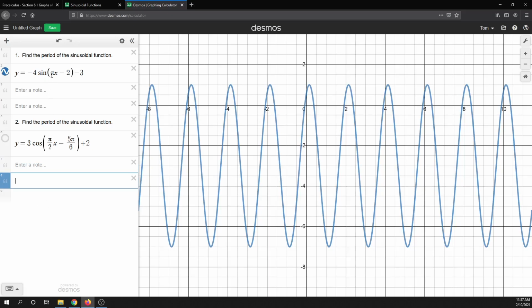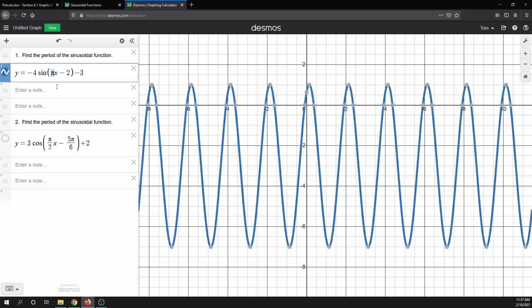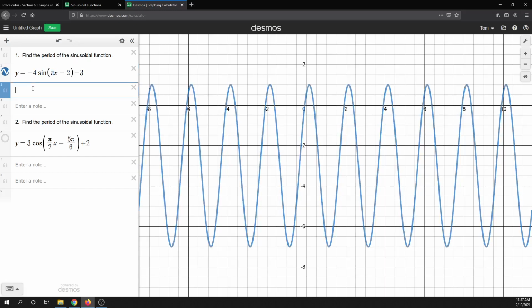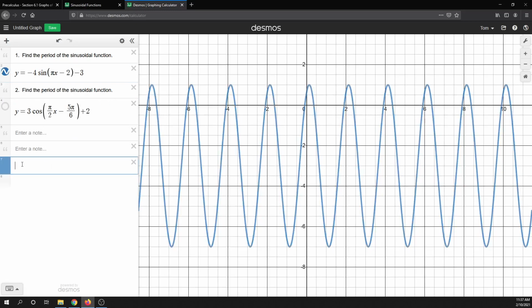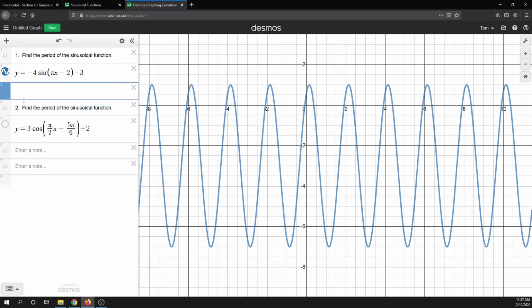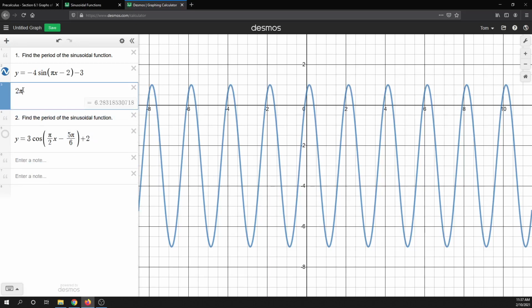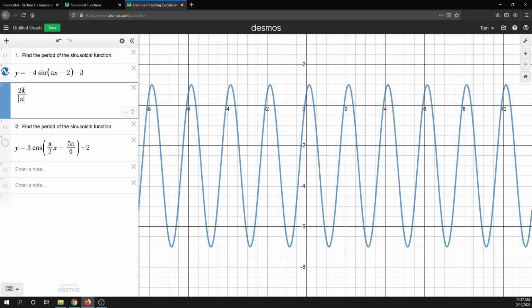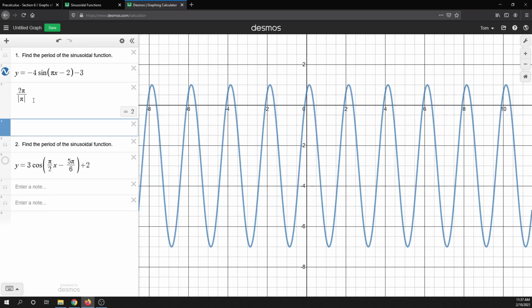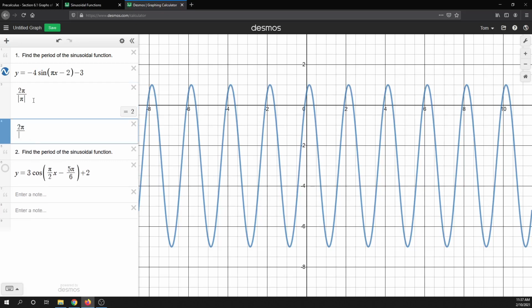So here I have this sinusoidal function. The absolute value of b would be pi, right? So that would be 2 pi over the absolute value of pi, like so. And you can see that comes out to be 2.